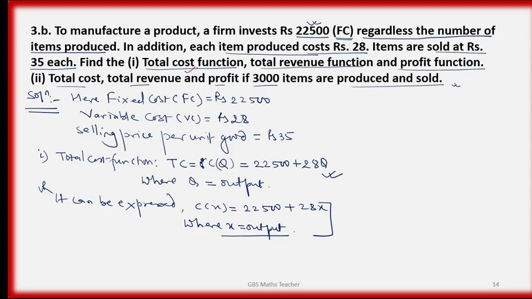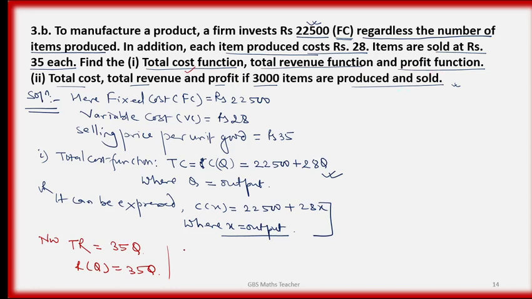And the second part. The first part is the total cost function, now total revenue. Total revenue equals 35Q. The total revenue function is R(Q) equal to 35Q. Also you can express it in x, there is no difference. Now the third part, the profit function.